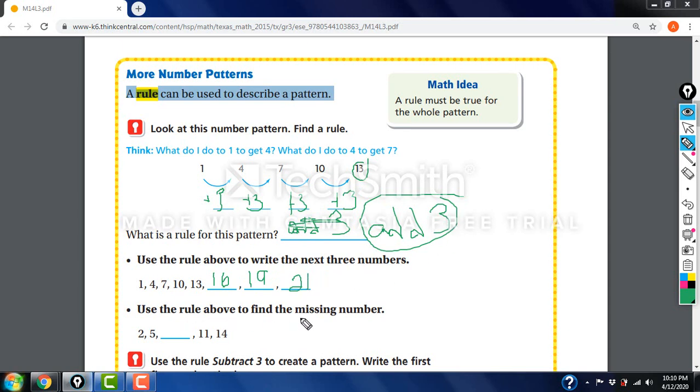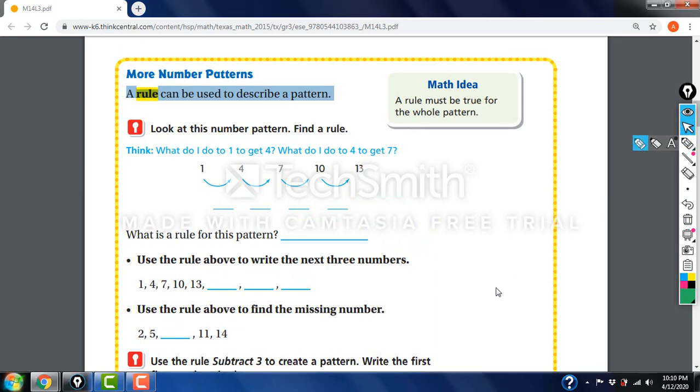Use the rule above to find the missing numbers. So the missing number, 2, I add 3, 5. 5, I add 3, I get what? 8, yes. 8, I add 3, I get 11. 11, I add 3, I get 14. So that's adding 3. And we could also use the rule subtracting 3.